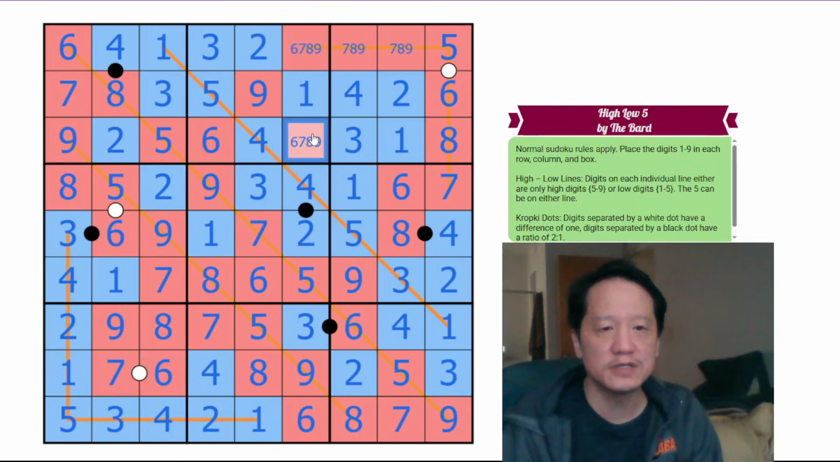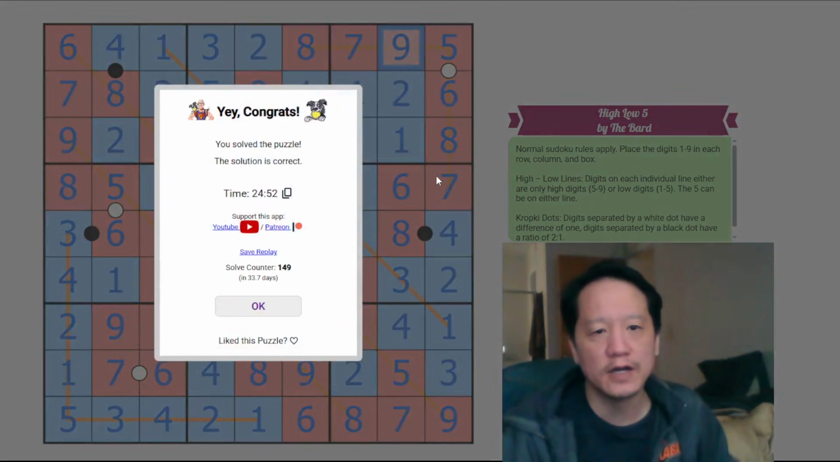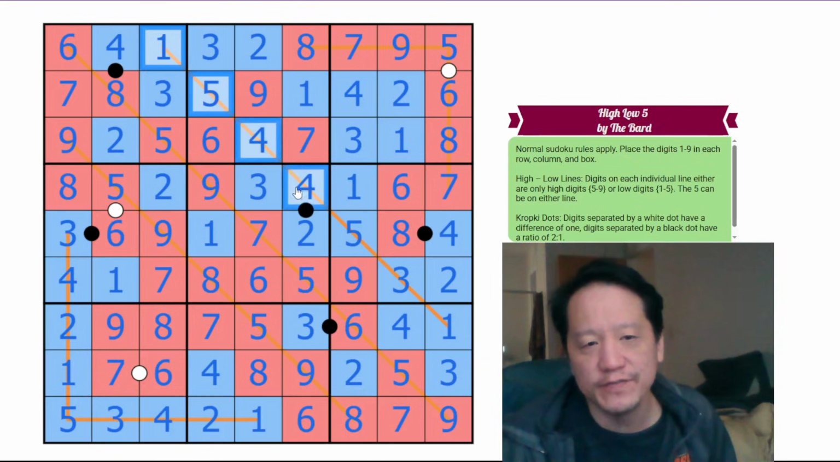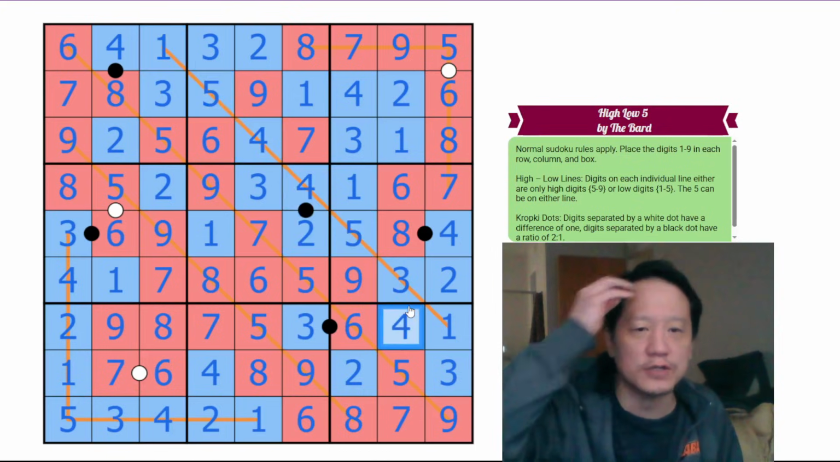This can't be 6, 8, or 9, so it's 7. 6, 7, and 9 are eliminated here, so this is 8. This can't be 8 or 9. It's 7, which forces this to be 9. And that's the solution. Yeah, I guess this could be kind of confusing with all the blues and reds.